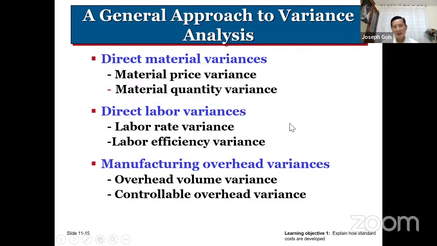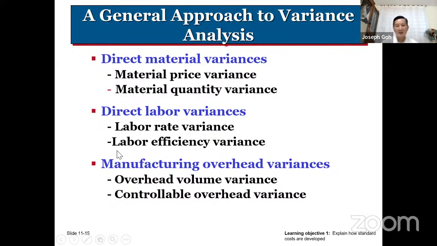It means that, let's say, the standard rate is $3 per hour. You work for $3 per hour. But when it comes to the actual, it is $2.50 per hour. That means you got cheaper labor as compared to the standard set.